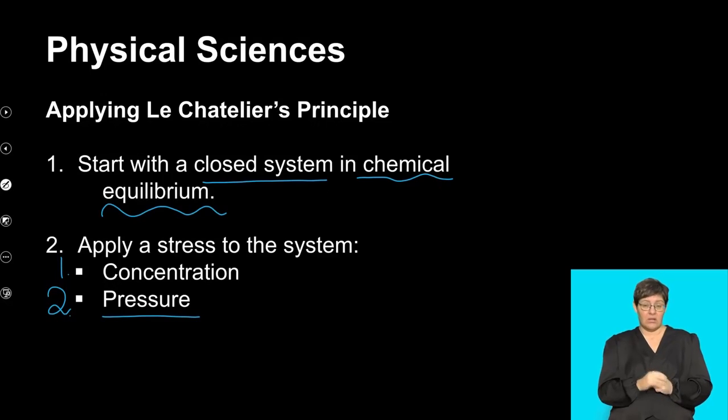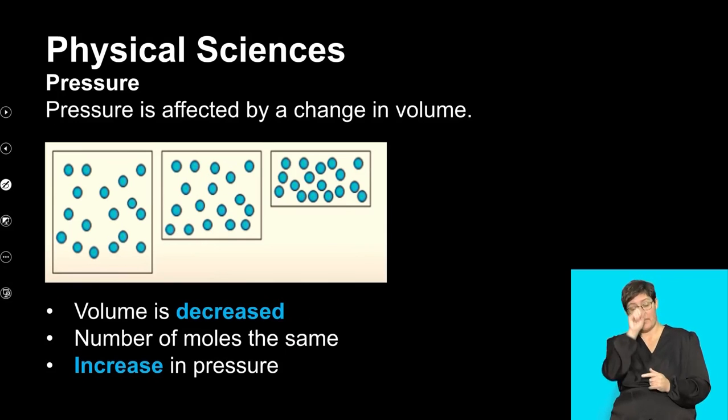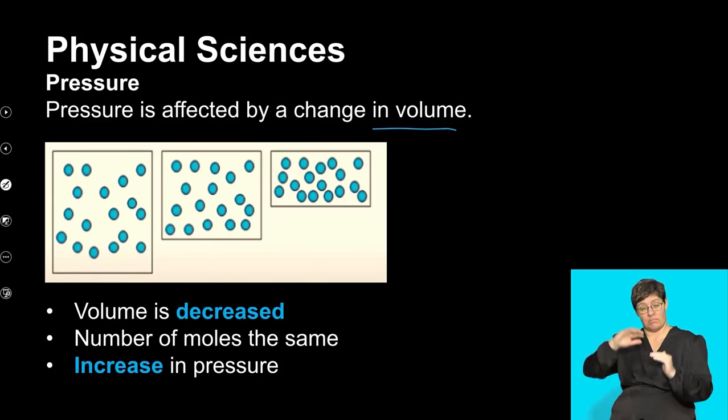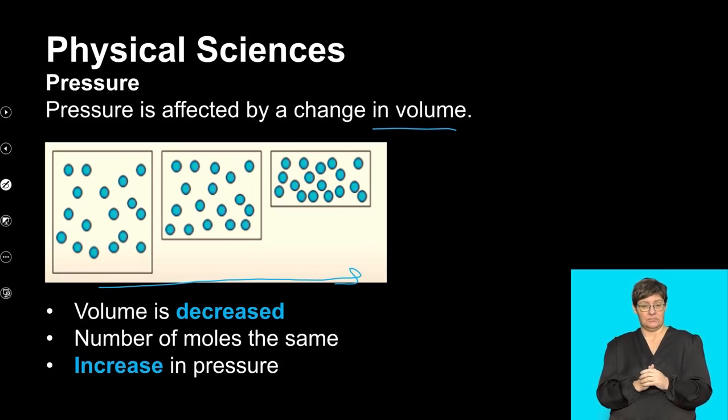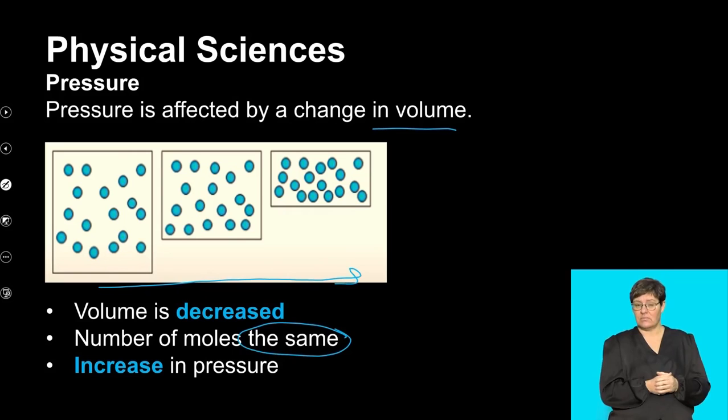Pressure can only be affected in gases. It's only in gases that we get pressure. Just a reminder again, the pressure is affected by the change in volume. So if the volume is decreased and the number of moles remain the same, then it basically means that in this decreased volume, there will be more moles per volume. My pressure will then be increased.